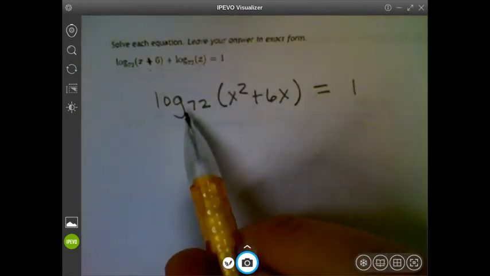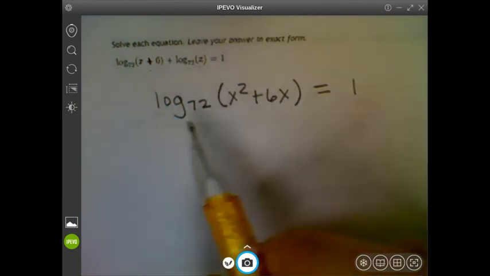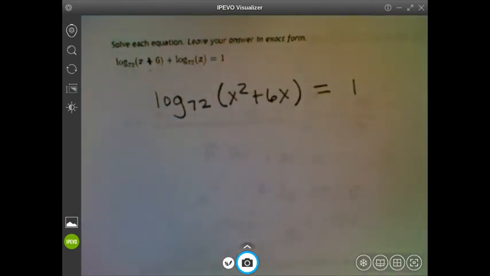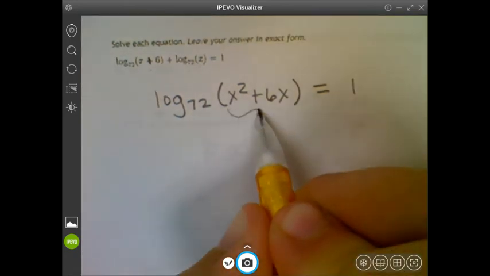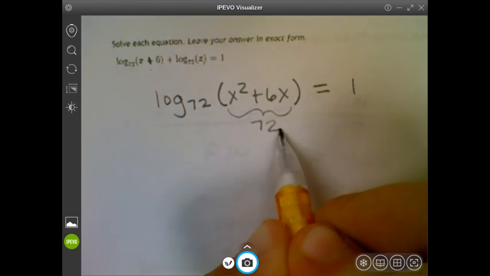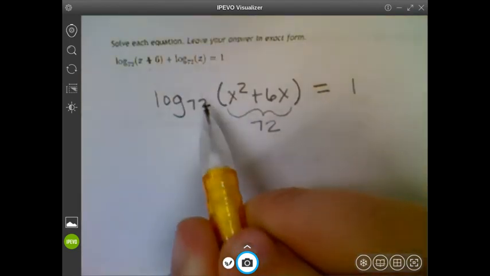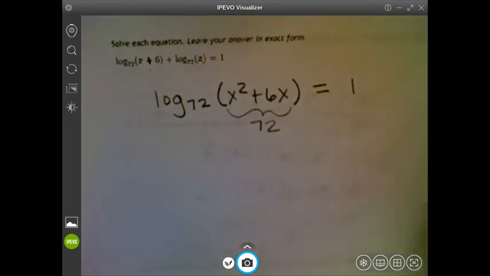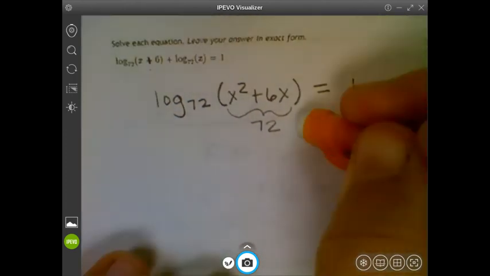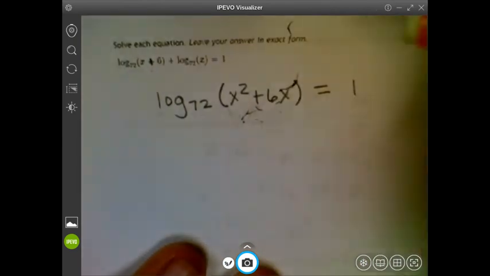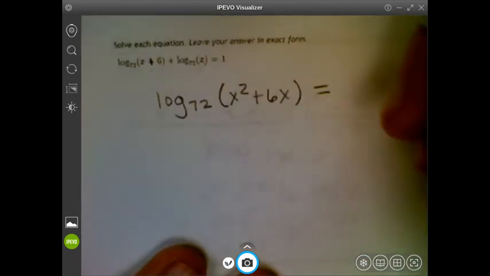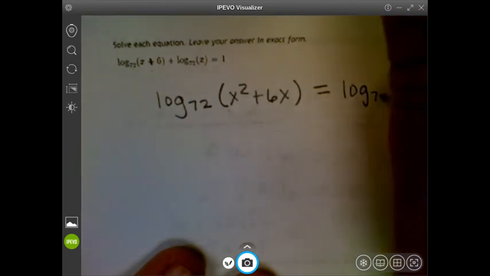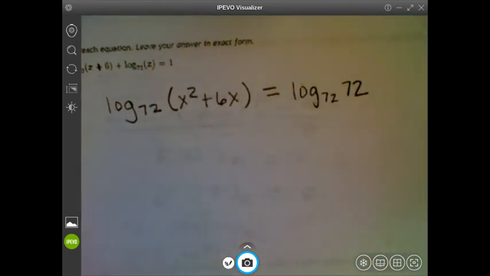Well, there's a couple ways to think about this. This is actually a property as well: if you have the log, any base, and it's equal to 1, then what's on the inside has to match what the base was. So this right here has to be 72 in order for that property to work. Log base 72 of 72 is equal to 1. Another way you could think about this is changing this 1 into a logarithm. So 1 would be log base 72 of 72, the same kind of general property we've been talking about.